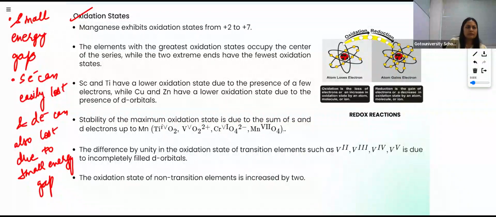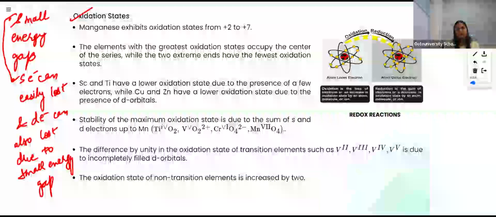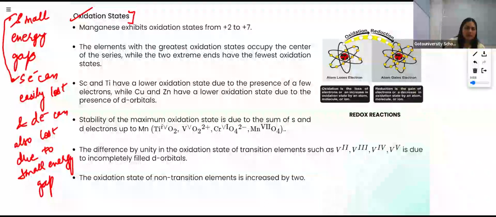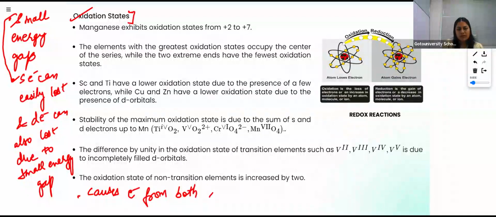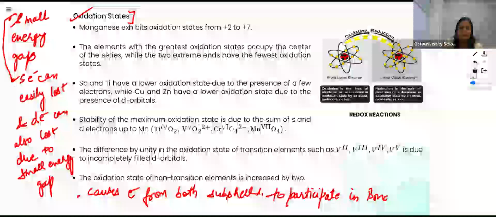All right. So hence, the smaller energy gap between ns and d orbital results in the variation of oxidation state in transition elements. It causes electrons from both subshells to participate in bonding. What bonding? Metallic bonding.